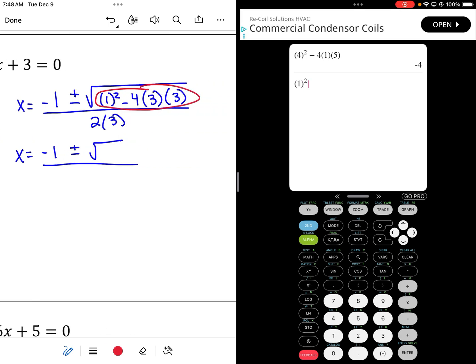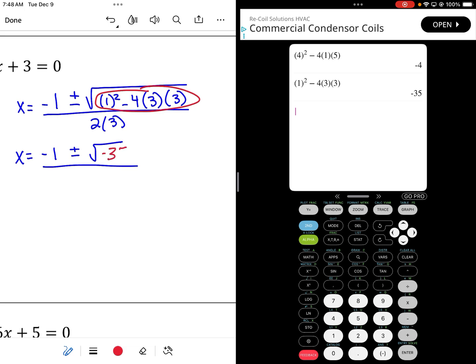Let's see. 1 squared minus 4 times 3 times 3. Negative 35? Did y'all get that? Okay, good. Over, what is the denominator now? 6, good.